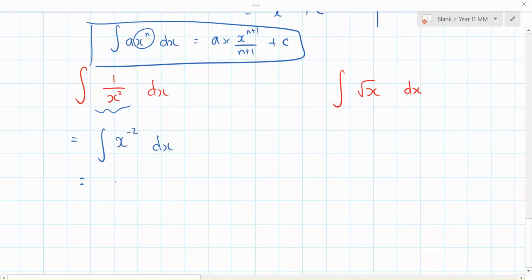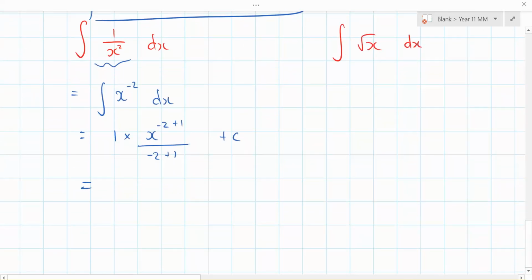So let's do it again. So this is 1 multiplied to x to the power of negative 2 plus 1 over negative 2 plus 1, plus c. Okay, so using that rule, we now get x to the power of negative 1, because negative 2 plus 1 is negative 1, over negative 1. And that gives you now negative of 1 on x.